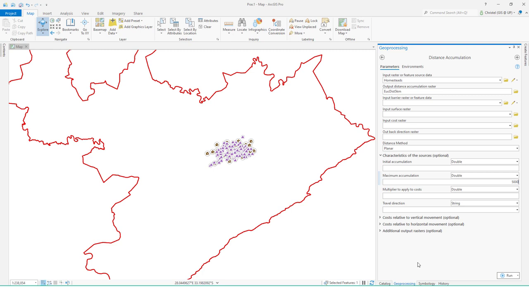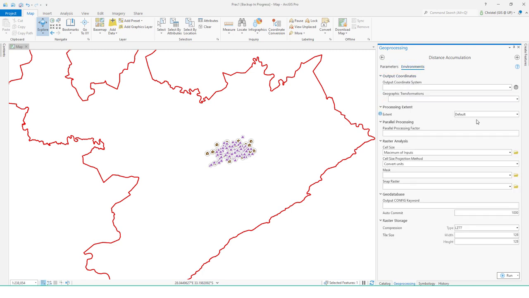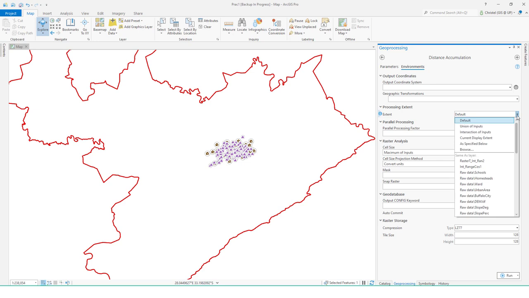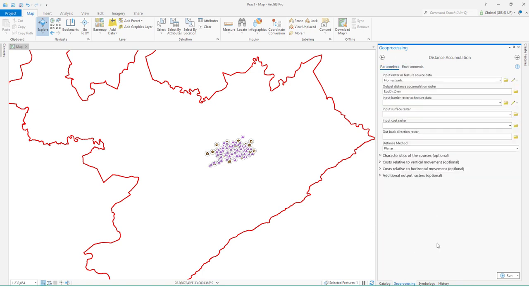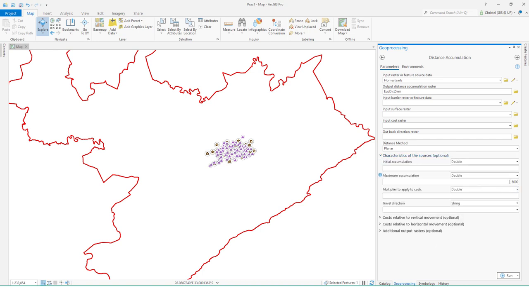One important aspect here is that Euclidean distance normally calculates to the extent of your input features. So if you want to ensure that the distance actually reaches 5,000 meters, in this case, or 5 kilometers, you'd have to force the environment of the processing extent to an extent that exceeds the extent of your input features. So for example, here the red outline is Buffalo City, which has a much larger extent than the homesteads, which are given by the purple symbols. And by doing this, I will force my distance calculation beyond the actual extent of my homesteads to ensure I reach the 5 kilometers.